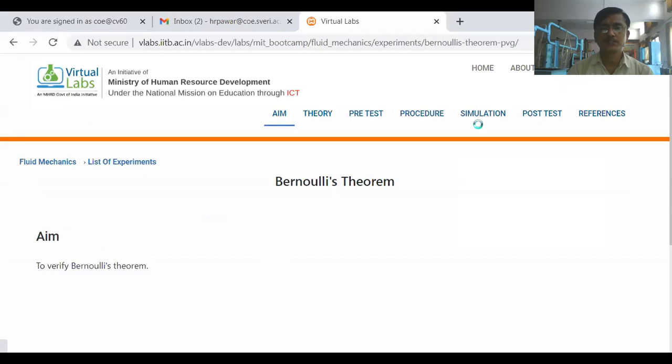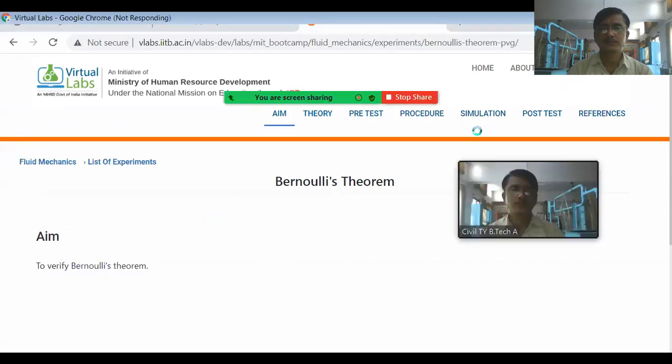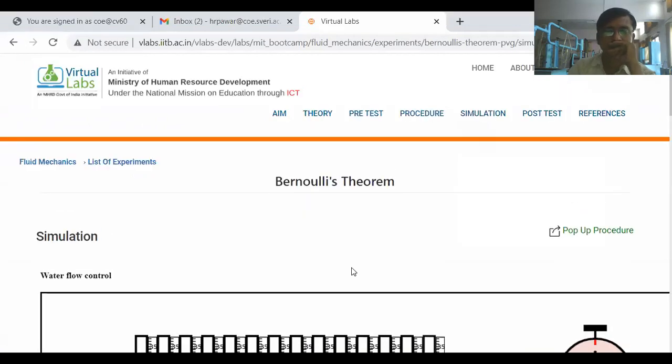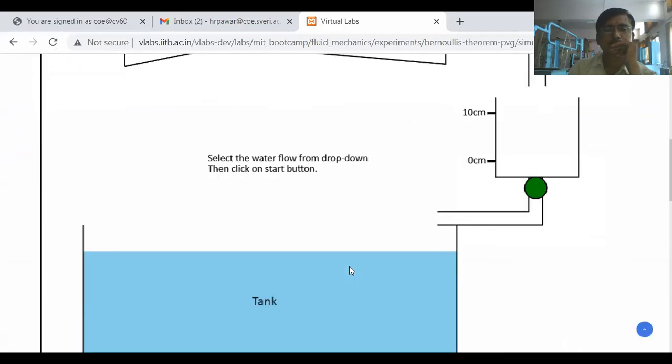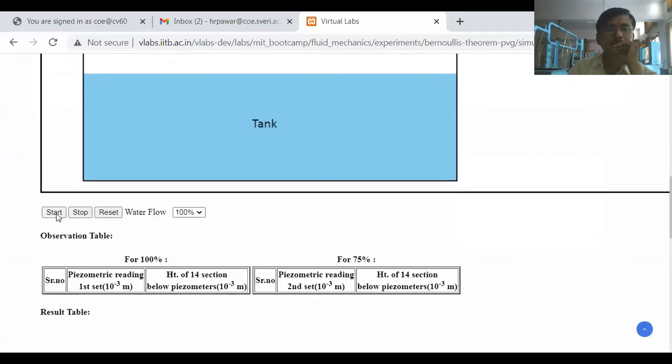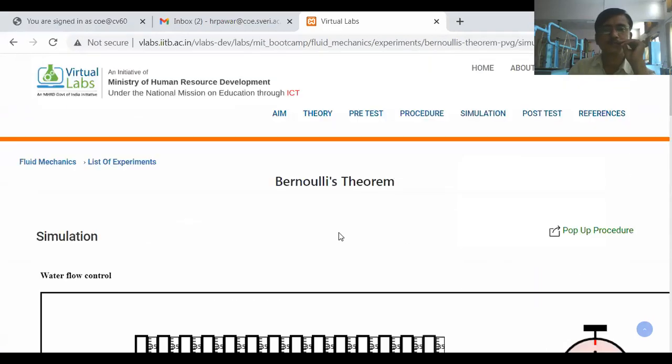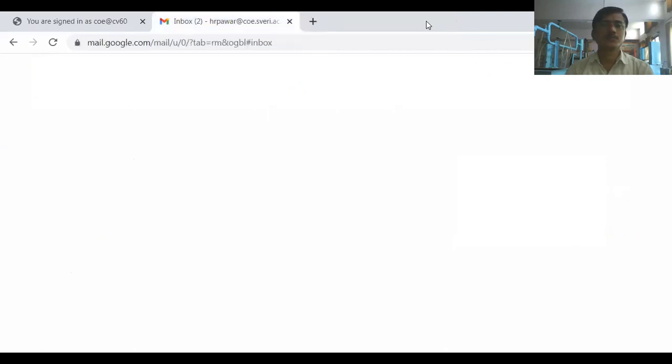After clicking on the simulation, you will get this window. Here you can start, stop, reset, and change these things. Okay. So a nice simulation they have made here for this Bernoulli's experiment, Bernoulli's theorem. So let us stop here.